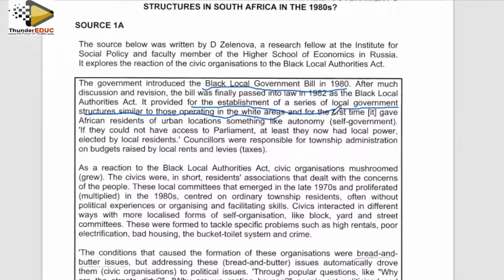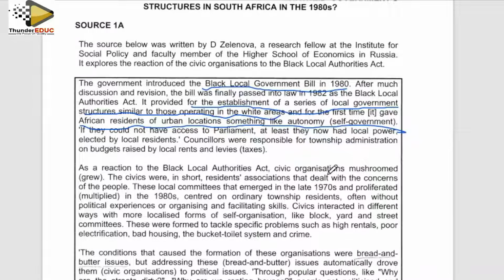It continues and says, and for the first time, it, referring to the bill, gave African residents of urban locations something like autonomy. So that is the other provision. It gave African residents of urban locations something like autonomy, which is self-government. So Black people were made into believing that they were self-governing themselves. They were having power over their own affairs.